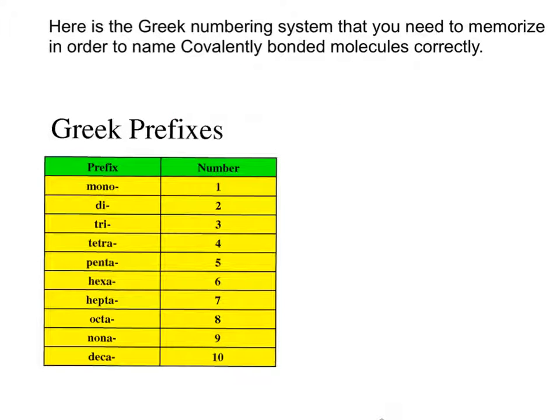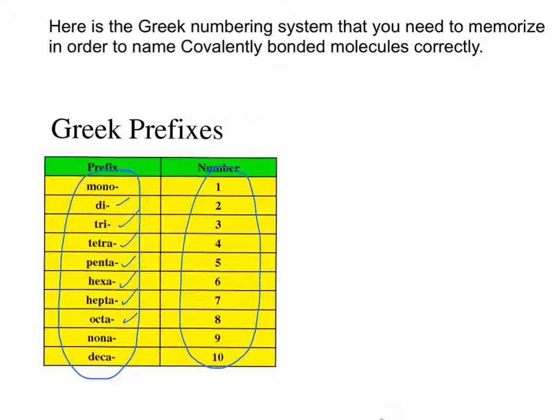What we use on covalently bonded molecules is the Greek naming system, and this is something you're going to have to memorize. You need to memorize these right here as they relate to the number: mono, di, tri, tetra, penta, hexa, hepta, octa, nona, deca. These are how we're going to name this. So what we're going to do is use one of these prefixes depending on how many of those non-metals are bonded together. One of them, right, easily.